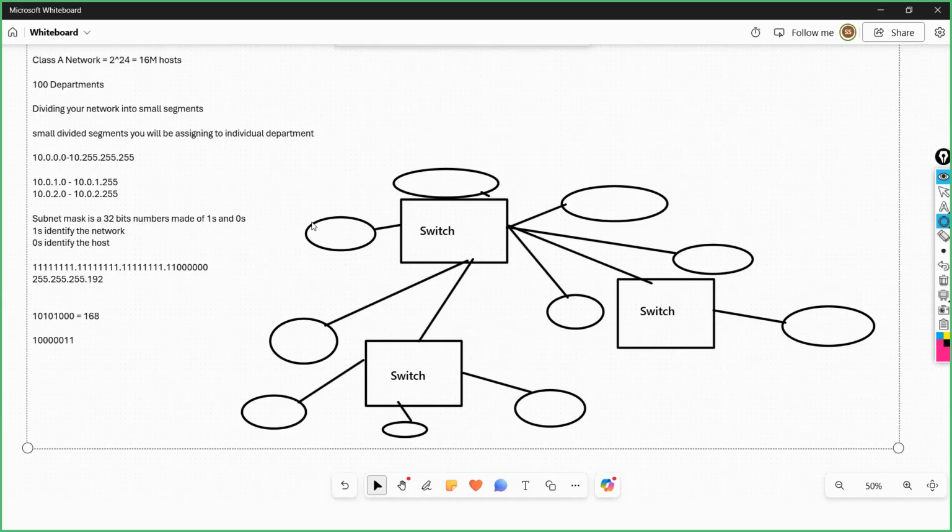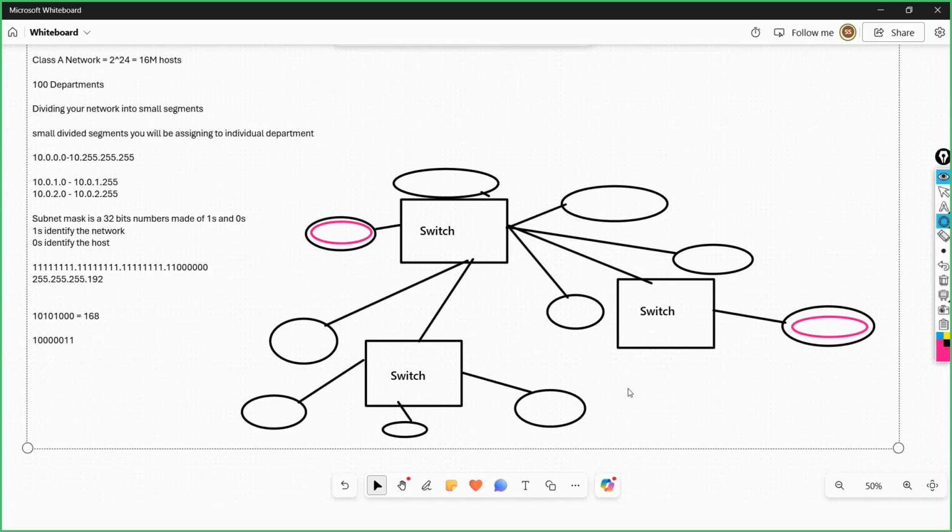Let's say this is a user, and this user wants to talk to this user. What is going to happen? The traffic will come on the switch. What does the switch do? The switch will broadcast. It will send to all the devices within the network. Once this broadcasts, what will happen? The broadcast will go here, here, here, everywhere it will go, right?